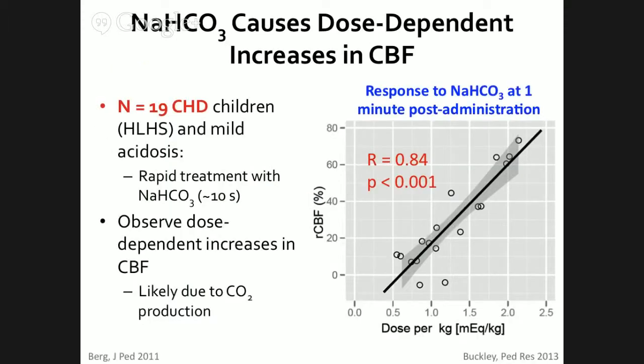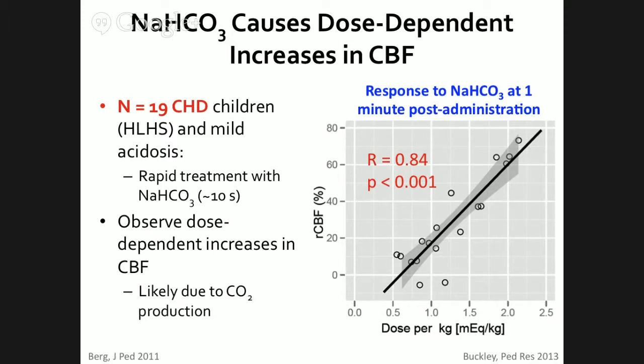In the process of this study, we also happened to capture a lot of data. Our patients had mild acidosis, and so they were treated with sodium bicarbonate. And we were able to monitor what happens when you give sodium bicarb. So bicarb has been linked to intraventricular hemorrhage and adverse outcome in preterm infants. So we know it's doing something to the brain. And yeah, we were able to capture what it does.